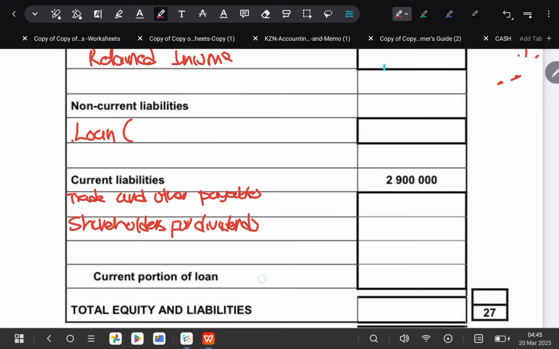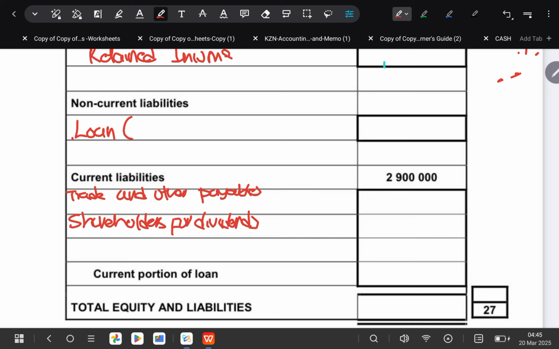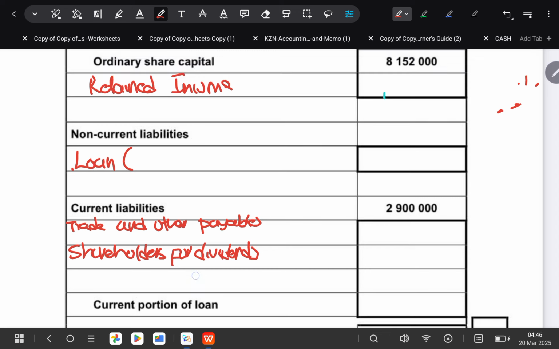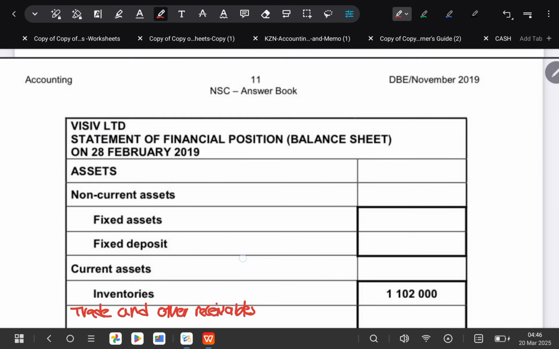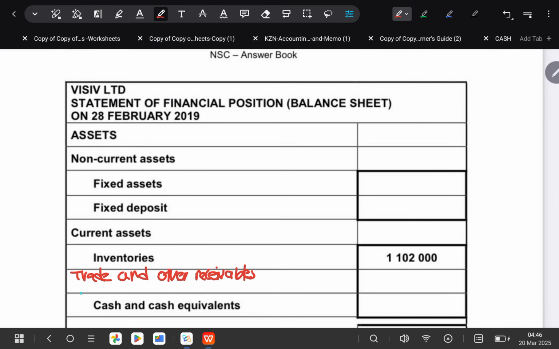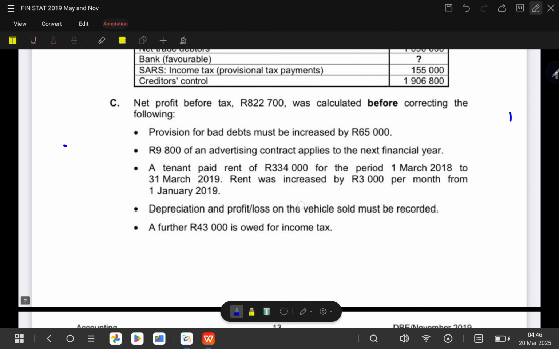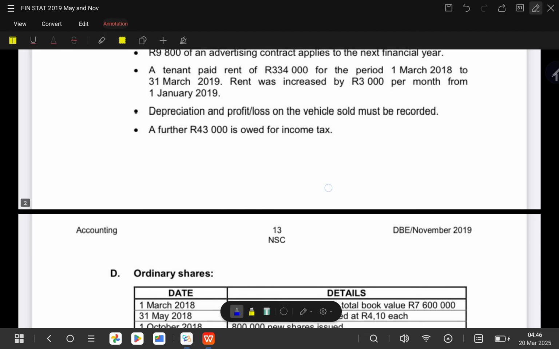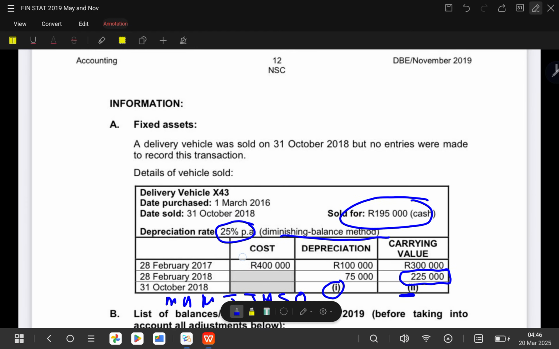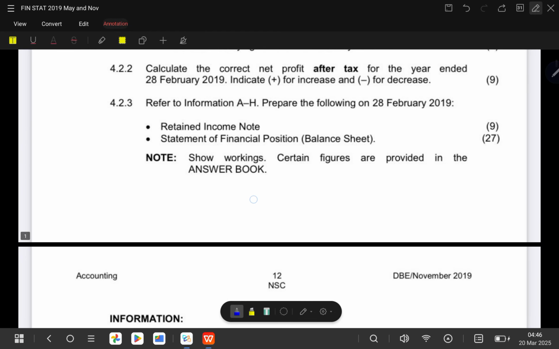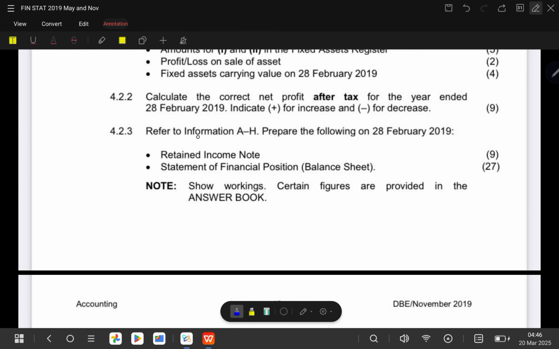Okay, and then from there you can skip this piece because you don't know whether you'll have SARS as a liability or a bank overdraft. But after you are done with this, you make sure that you always go back to your information. They will give you an idea. So here on the information, they will tell us as we do our adjustments.